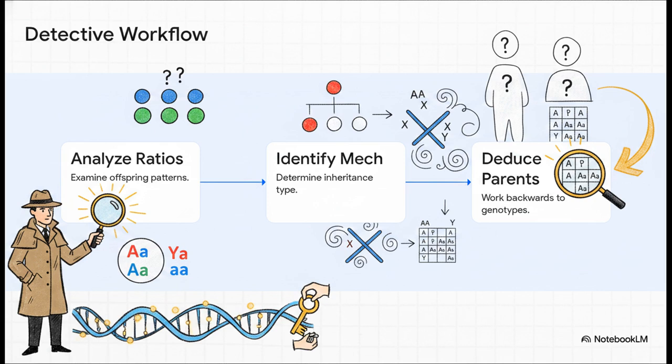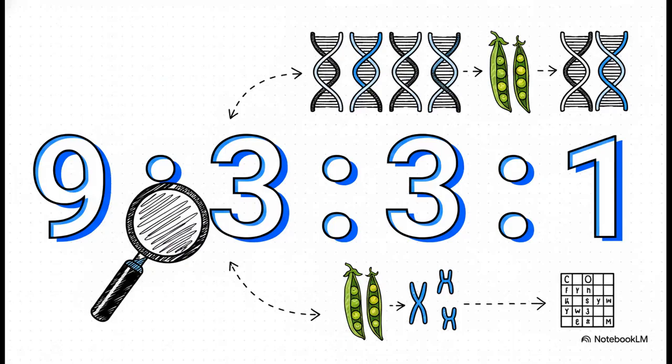Just remember the golden rule here. Parents can only pass down the alleles they actually possess. Now, if you are a genetic detective, this specific sequence of numbers is literally your smoking gun. 9 to 3 to 3 to 1. When you observe this distinct mathematical pattern in offspring, it instantly tells you that you're looking at the independent assortment of 2 completely separate genes.